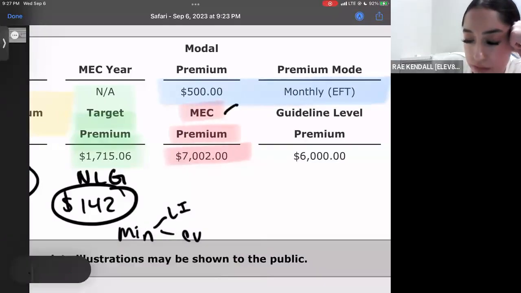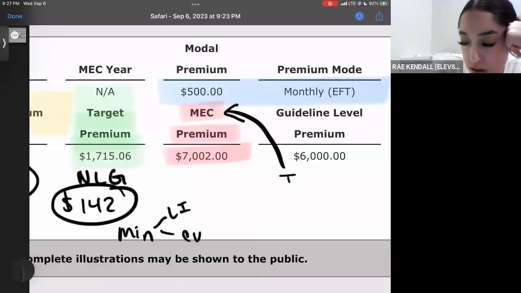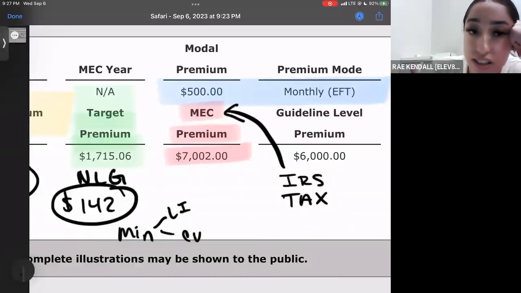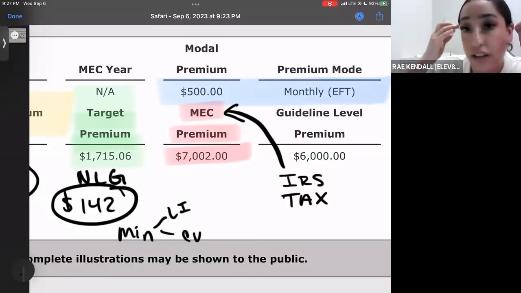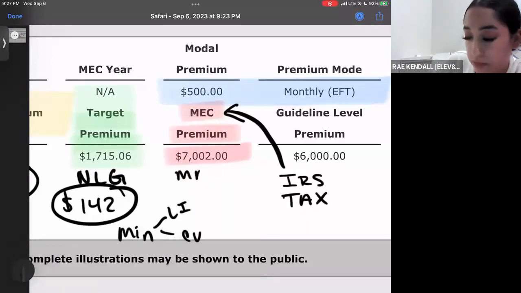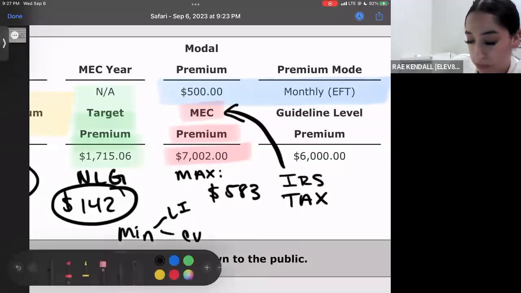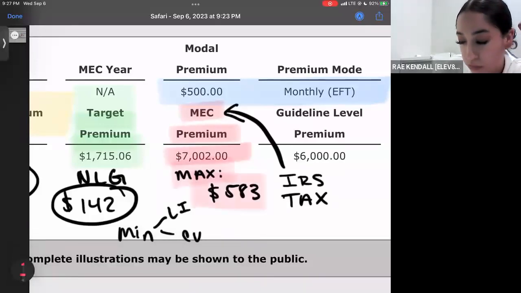Who regulates the MEC? The IRS. What does that mean? It will get taxed. So if our client puts 1 cent over the limit, they're going to get taxed on all the money in their account. So their maximum is $583. They could put up to $583 in this example.